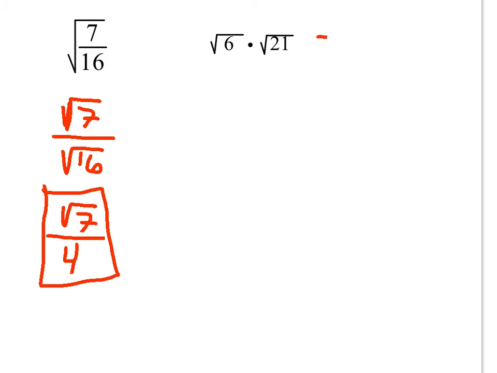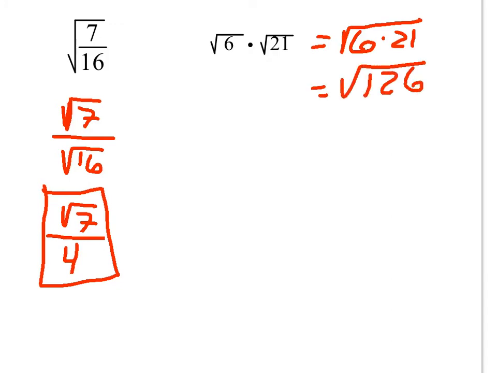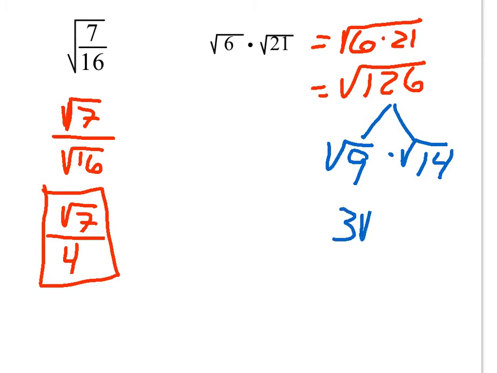So we have the square root of 6 times 21, which would be the square root of 126. Now we can break that apart with a perfect square. In this case, 9 would be the biggest perfect square that would go into it. So 9 times 14 is 126, and the square root of 9 is 3. So our answer is 3 times the square root of 14.